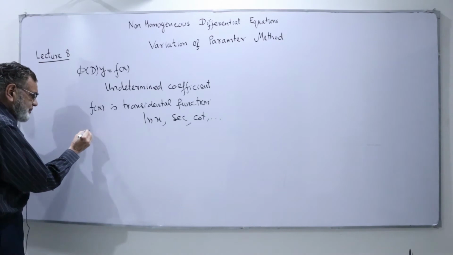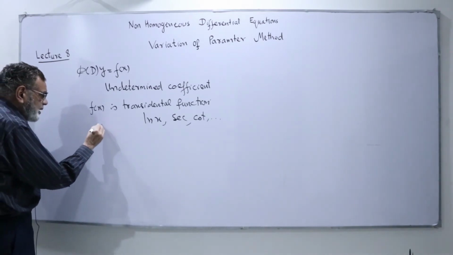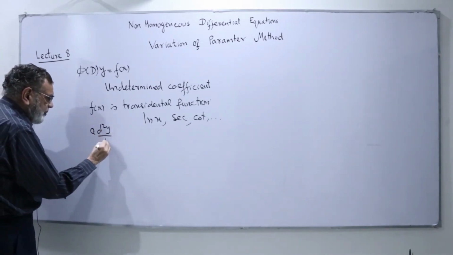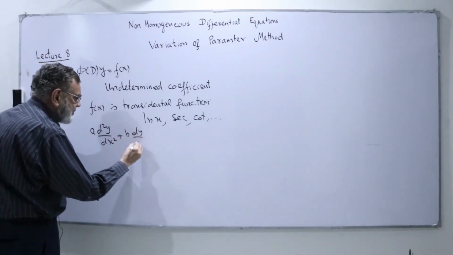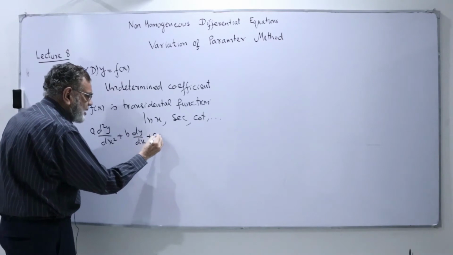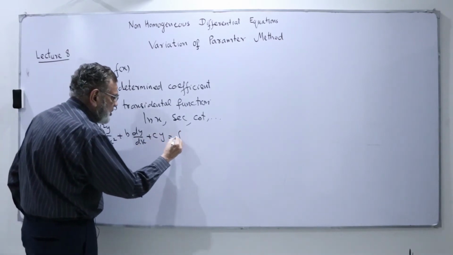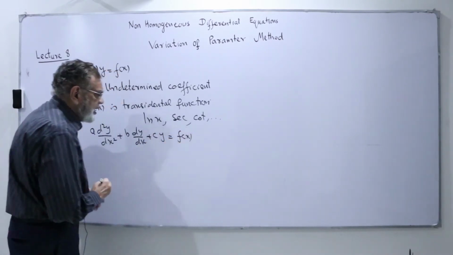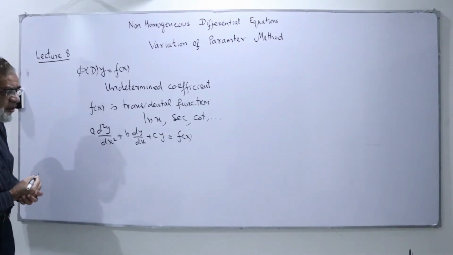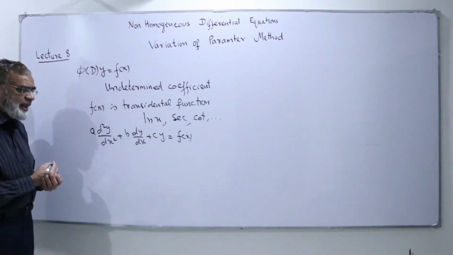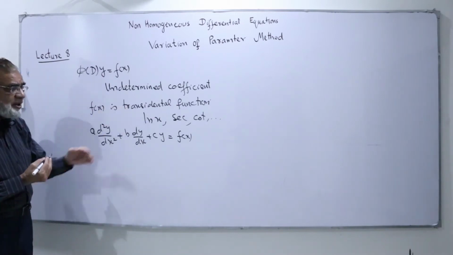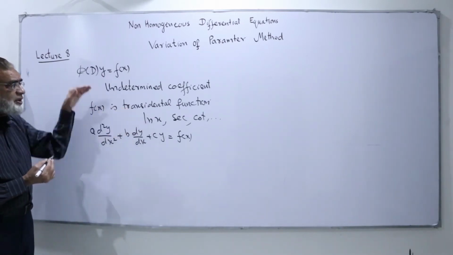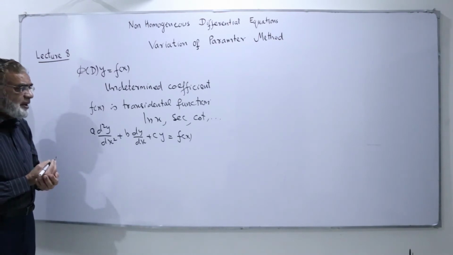We have the equation a d2y by dx square plus b dy by dx plus cy is equal to f of x. This is the non-homogeneous form of my second order differential equation. I'm just taking an example. Here we want to solve this, but the function f of x is a transcendental function. We can't apply the earlier method here.